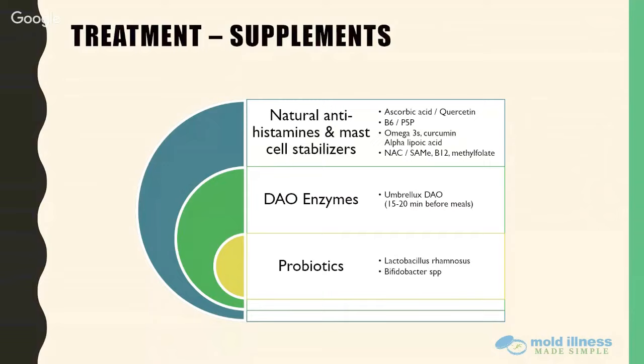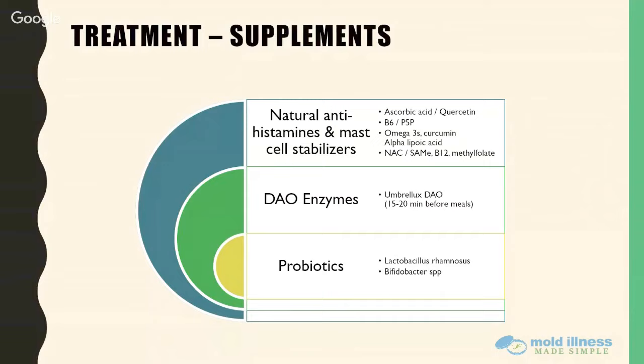Okay, great. Thank you. Yeah. And then B6 and P5P play into multiple things. They are cofactors in the breakdown of histamine, including methylation. So they can be extremely helpful for that reason. Some people don't do well with B6, but P5P or pyridoxal 5-phosphate is the active form, and that can be tolerated in almost all of our patients. And it's a little bit more easily bioavailable to the body.